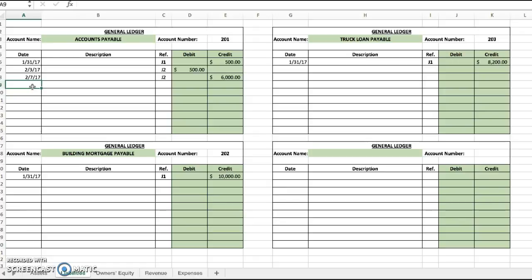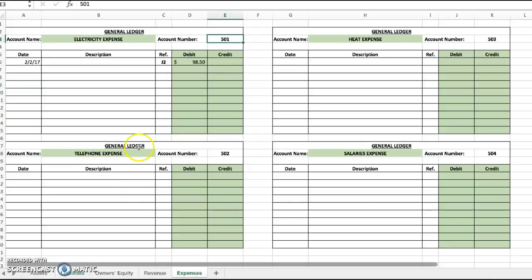One more transaction. Back in the journal on February 8th, we paid some expense, phone expense. So we find our tab at the bottom of the page, right here, tab on expenses. Find, in this case, telephone expense, and it's 2/8/17. And the expense we paid was $123.25. That's debited. Again, J2, and the account 502 goes into your journal.